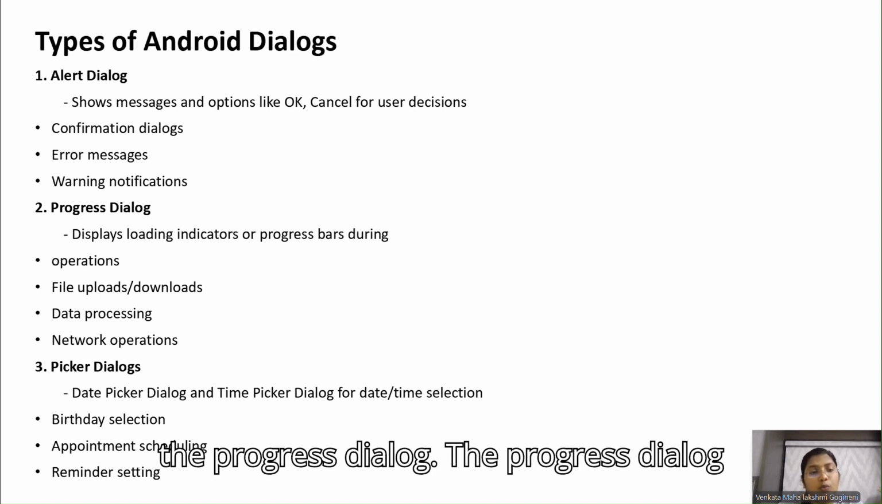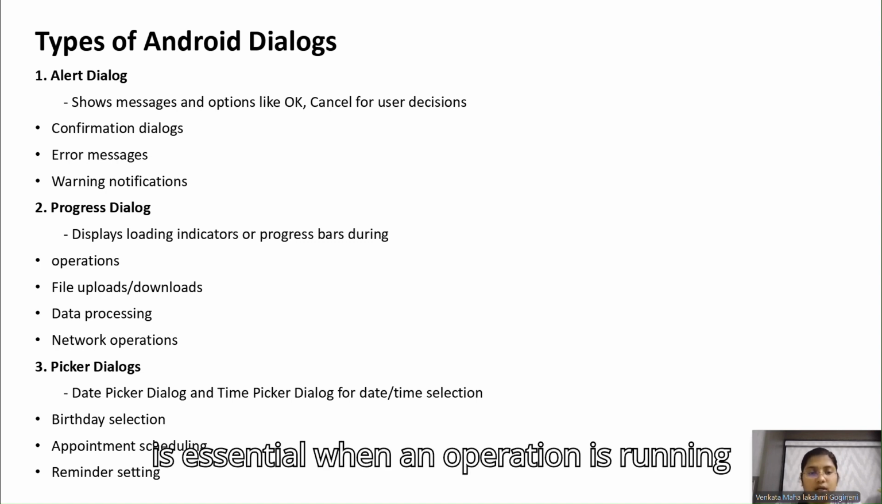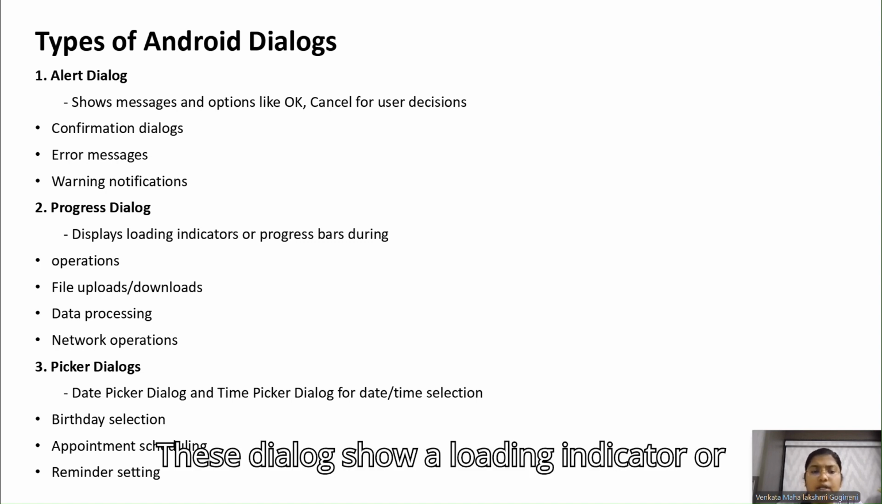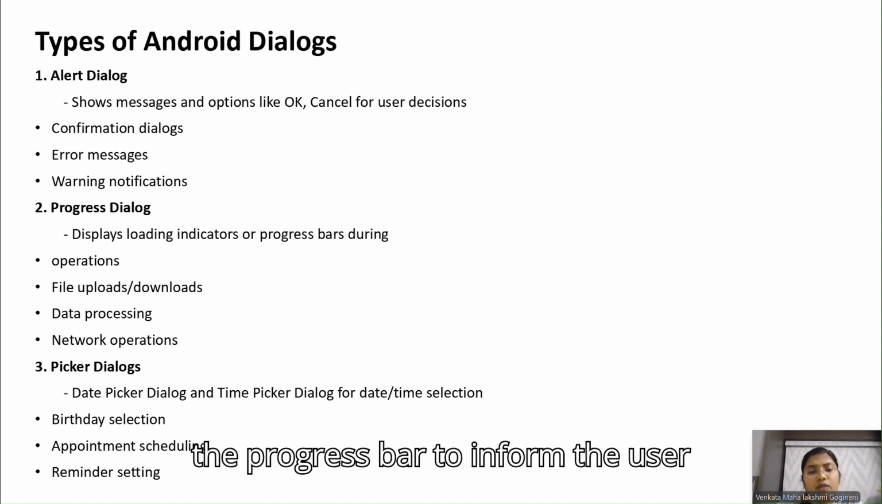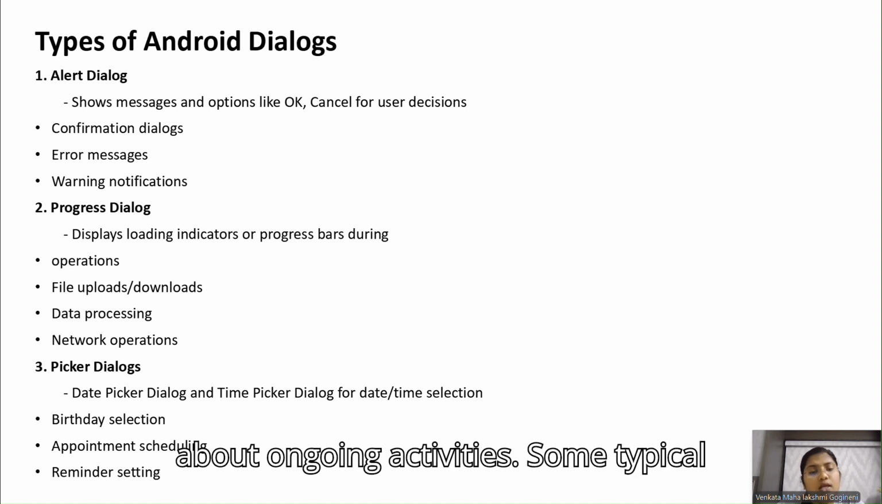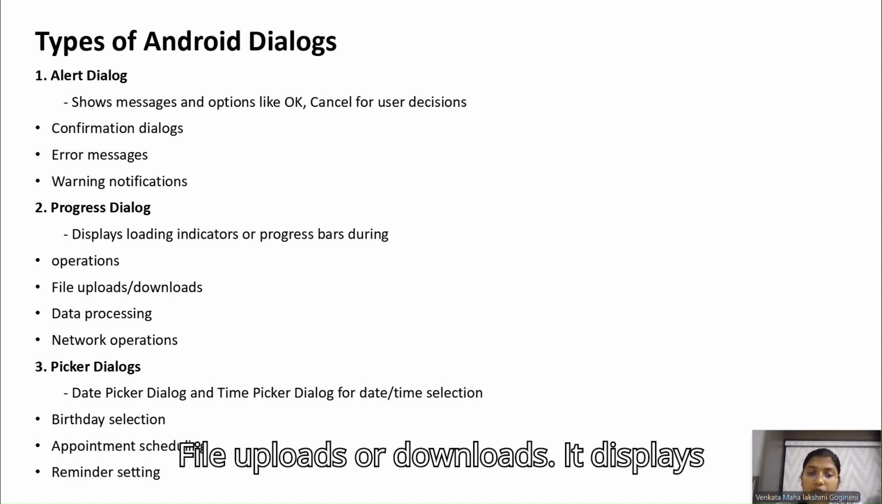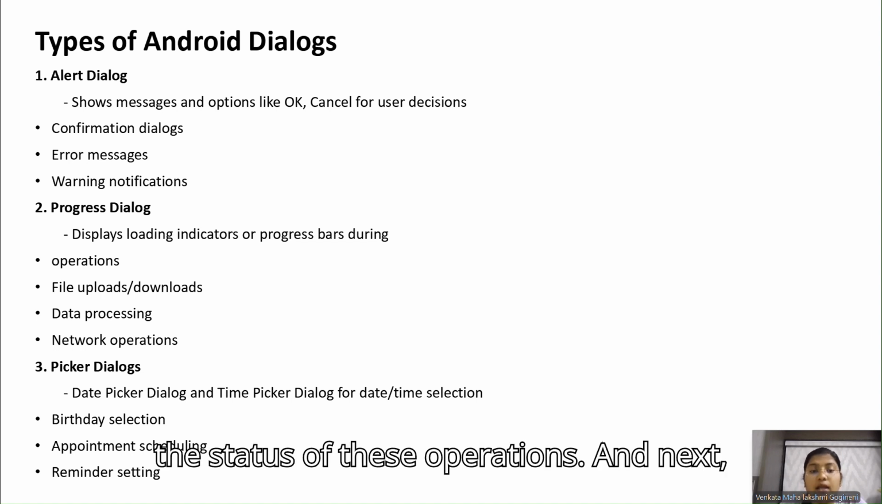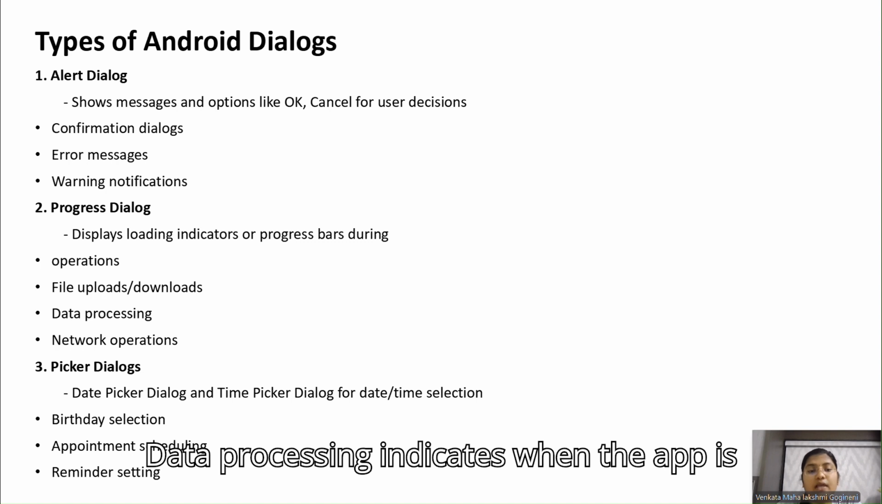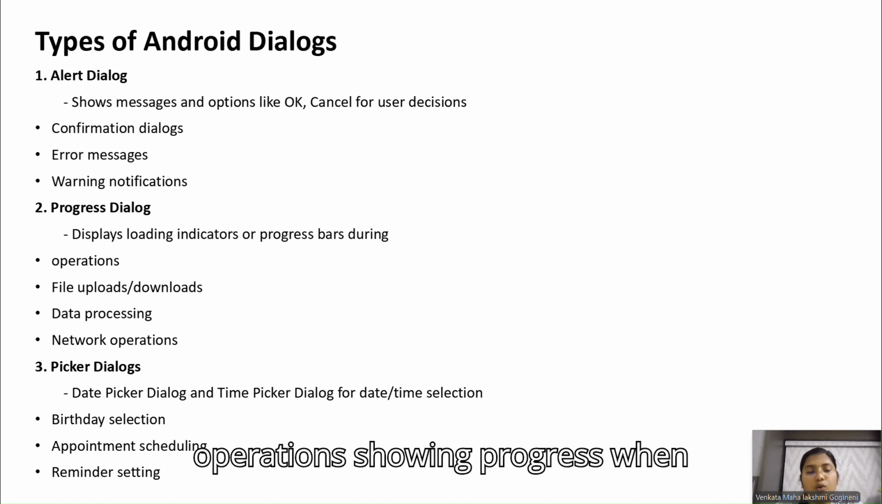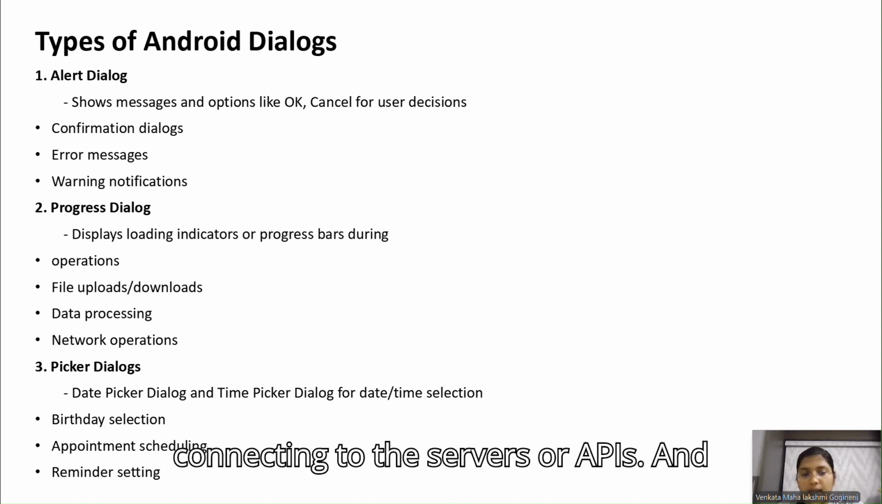The second one is the progress dialog. The progress dialog is essential when an operation is running and the user needs to know its status. These dialogs show a loading indicator or a progress bar to inform the user about ongoing activities. Some typical uses include file uploads or downloads, which display the status of these operations. Next, data processing indicates when the app is handling complex data. And next, network operations show progress when connecting to servers or APIs.